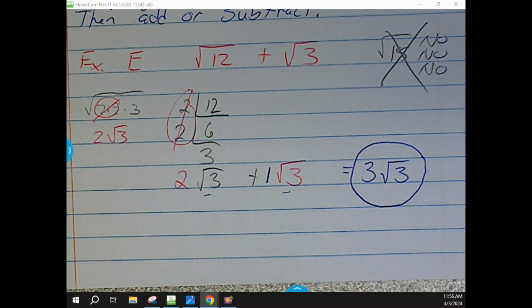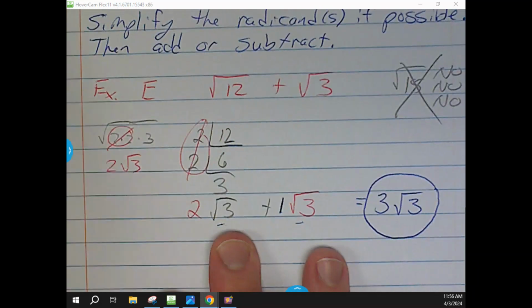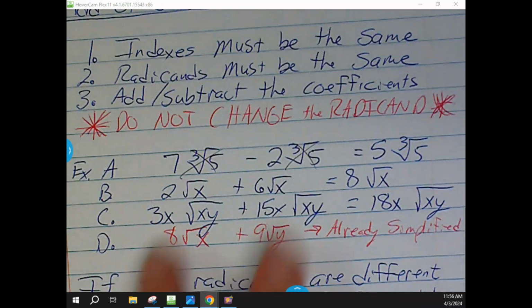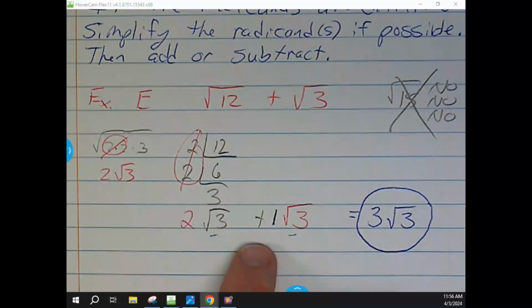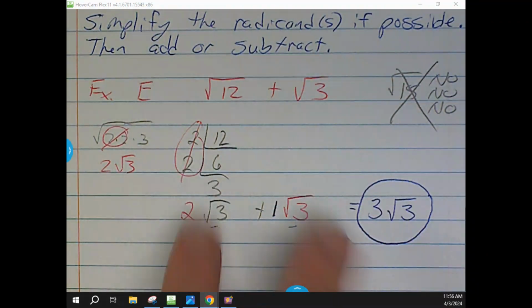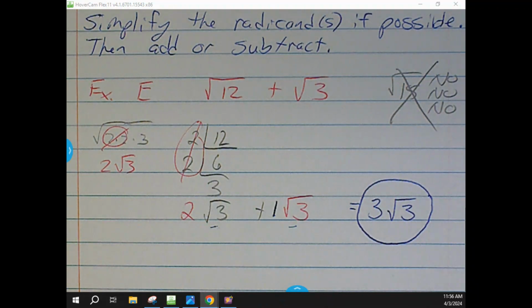Again, you'll get a few problems like these back here where it's already simplified for you, and you just have to add your coefficients. Once you've got the hang of that, you're going to have to take these and break them down. That's going to be the hard part: taking the time to break these numbers down until you get what you're looking for.